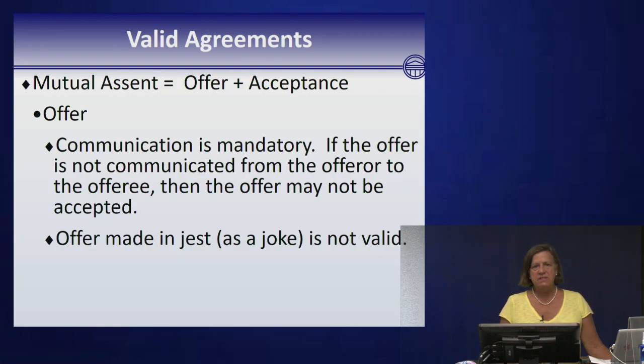A valid agreement. In order for there to be a valid agreement, there must be offer plus acceptance. An offer must be communicated from the offeror to the offeree. If you do not know that an offer exists, then there's nothing for you to accept.